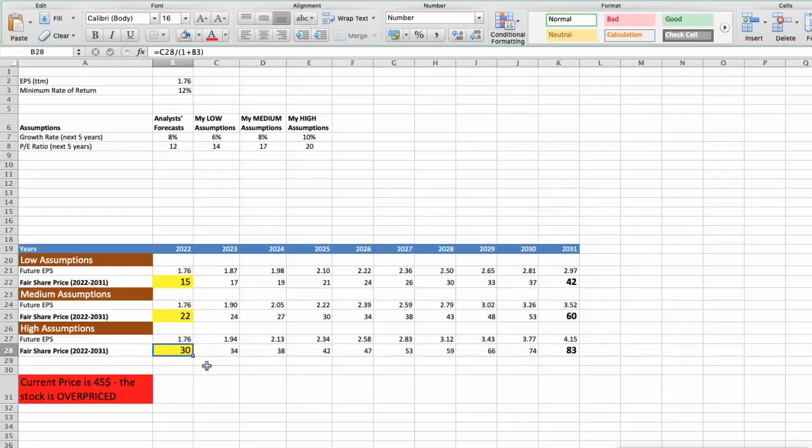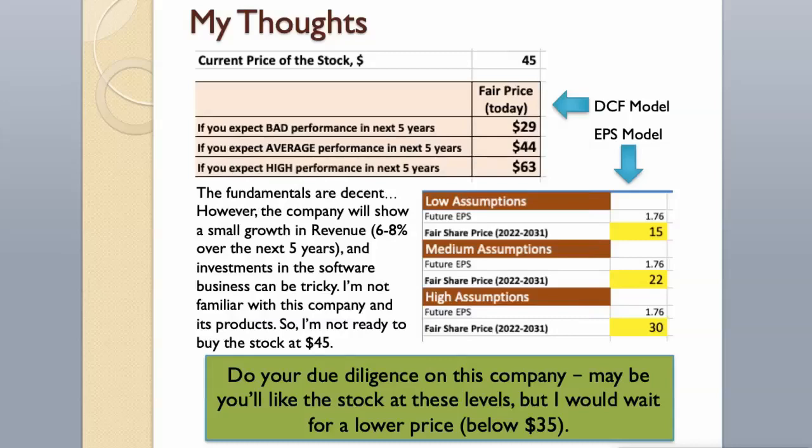As you can see, today the stock is overvalued, $45, even if we expect the company's high performance in the future. The fundamentals are decent. However, the company will show a small growth in revenue, 6 to 8% over the next 5 years, and investments in the software business can be tricky. I'm not familiar with this company and its products. So, I'm not ready to buy the stock at $45. Do your due diligence on this company. Maybe you'll like the stock at these levels, but I would wait for a lower price, below $35.